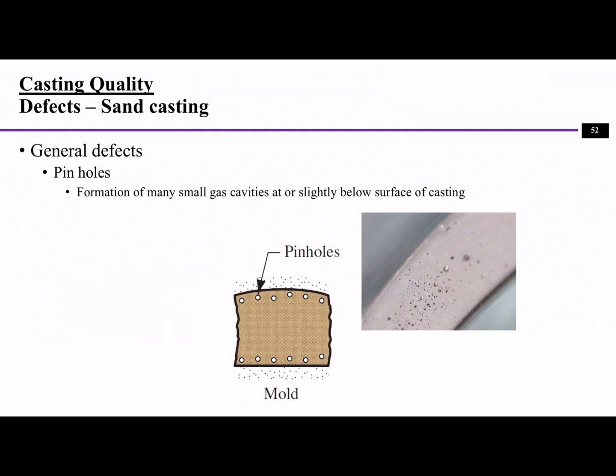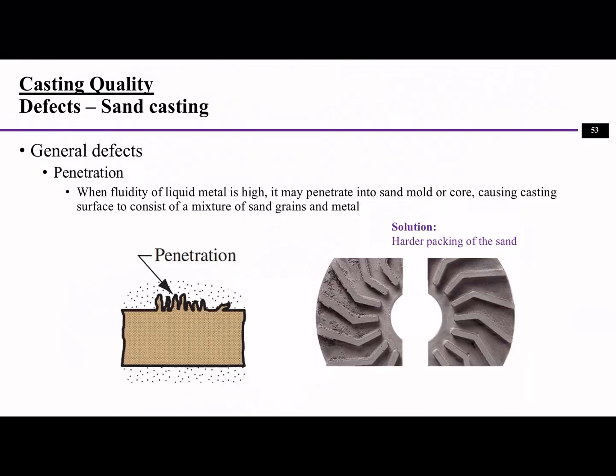Also, sometimes we can see some pinholes. Pinholes are very small gas cavities below the surface of the casting. Their formation is usually because of the sand mold itself. You want to make sure the shape is consistent, and also the surface finish of the sand mold should be good as well.